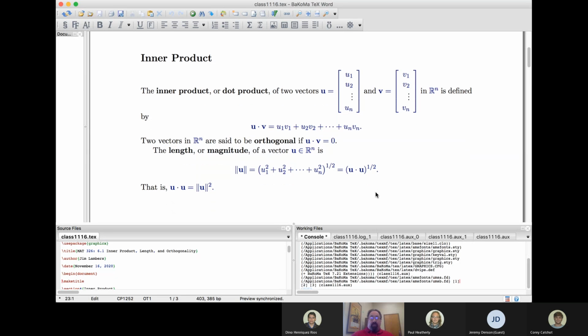All right, so the thing to remember is that the inner product of a vector with itself is also the length or magnitude of the vector squared.